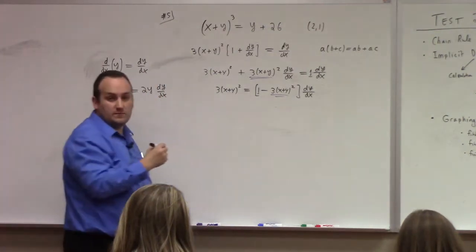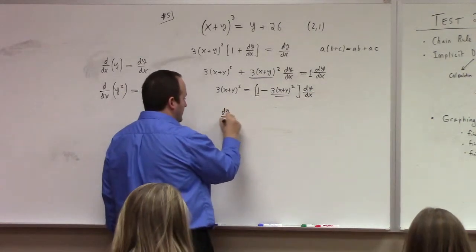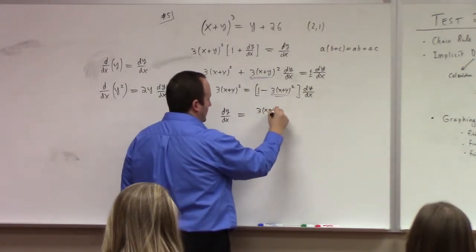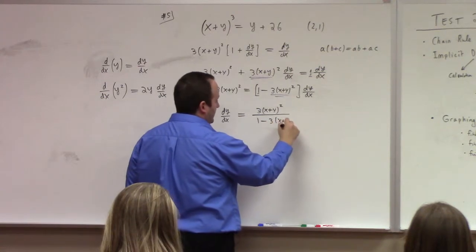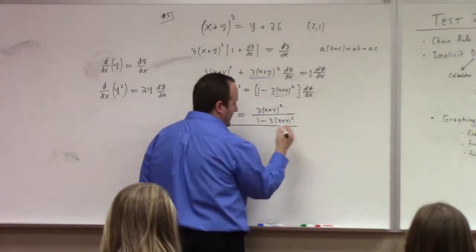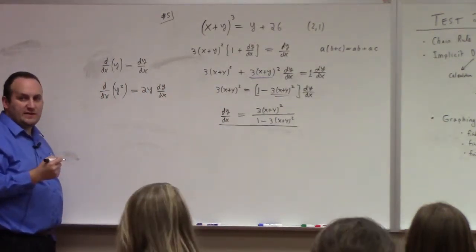Oh, question? Questions are allowed. dy dx is 3 times (x plus y) squared divided by 1 minus 3 times (x plus y) quantity squared. And there you go. Now we found dy dx. If the question was just to find dy dx, we'd be done, right? And now how do I find the equation of the tangent line?